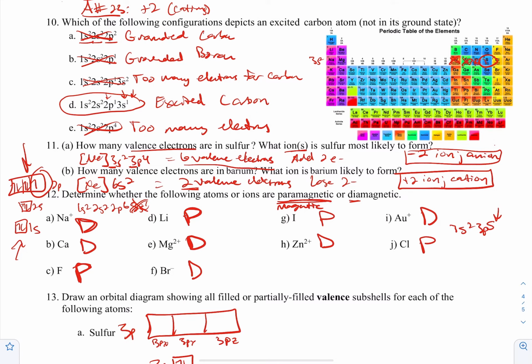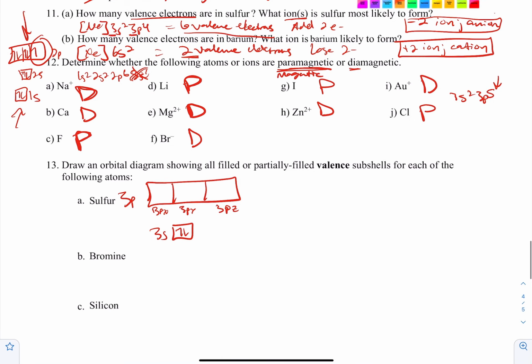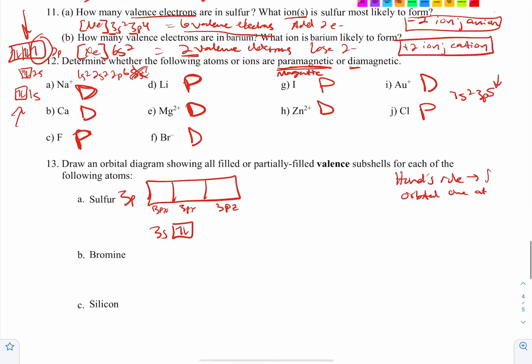1, 2, 3, 4. In order to fill this in correctly, you have to understand what's called Hund's rule. You have to fill in each orbital at least once before you double fill it. So place one electron in each orbital first.